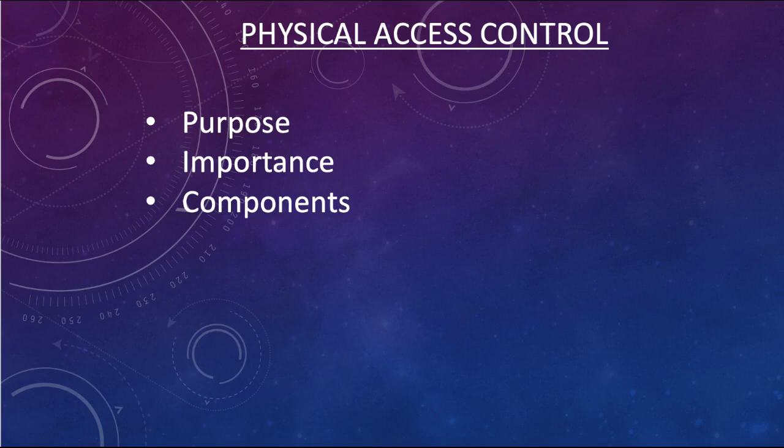Section 1, Physical Access Controls, Purpose. Physical access controls are security measures that limit access to physical locations, systems, and data. The purpose of physical access controls is to ensure that only authorized personnel have access to critical assets, systems, and data. Section 2, Importance of Physical Access Controls in Cybersecurity.